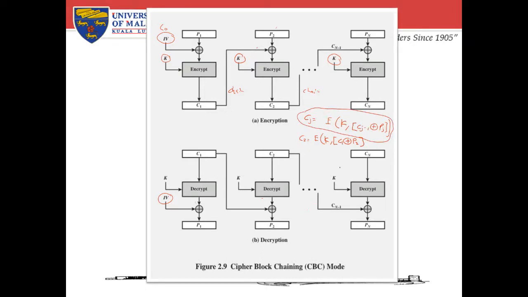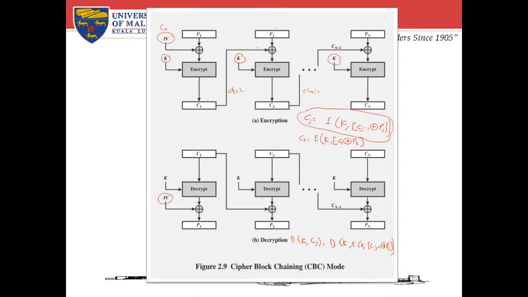And then for the decryption function, we have the decryption of K and Cj, which is equal to the decryption of K on the encryption of K, with Cj minus 1 XOR Pj. So this is the decryption function.